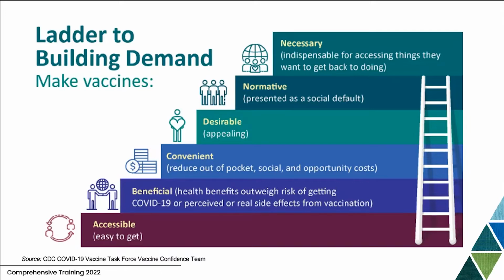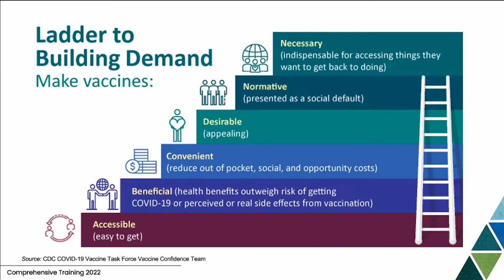So we want vaccines to be accessible. That's that practical factor box. We want to make them easy to get, easy to access. Just ease of access is very important. Making sure we're overcoming any obstacles, that they're seen as beneficial, that the health benefits of vaccines are seen as important and salient and real, that it is convenient, that we're reducing any out-of-pocket costs, social costs, opportunity costs, all of those kinds of things, that it's seen as a convenient thing to do, which is tied to access. That it's seen as desirable or something that you want to be engaged with, or normative. So you're doing it because a lot of people around you are doing it.